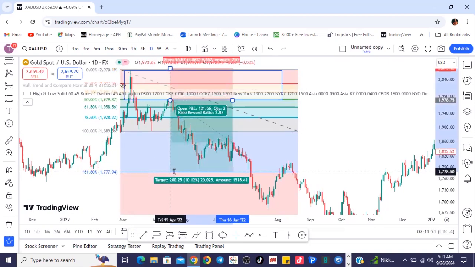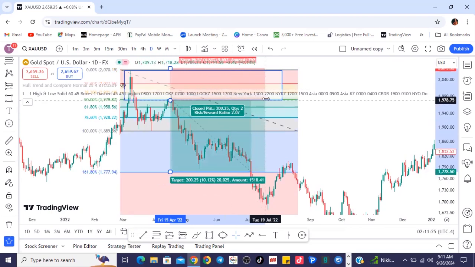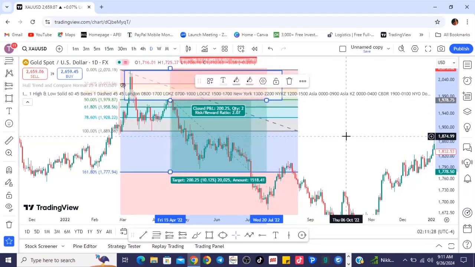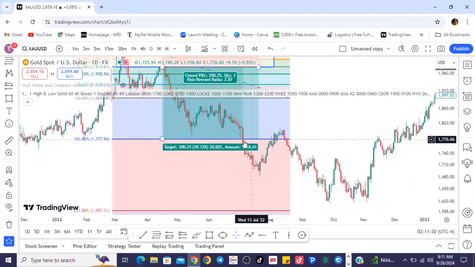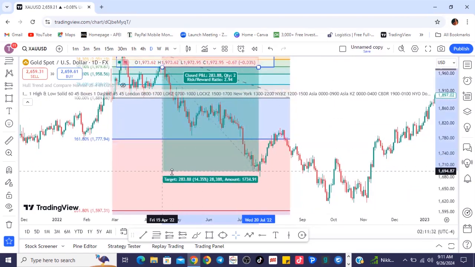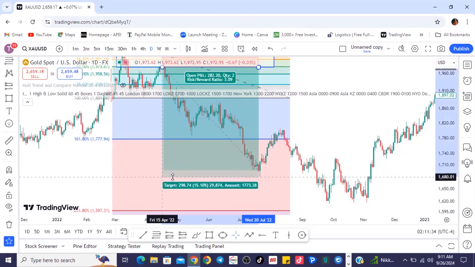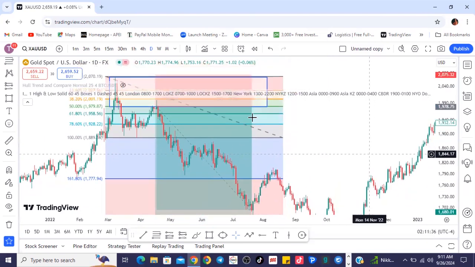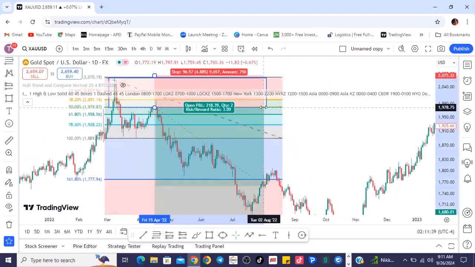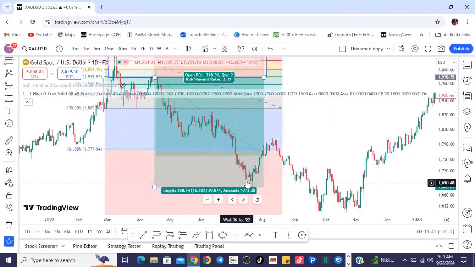even the 161%. So remember, this is a risk to reward ratio of 1:2. So always shoot for a risk to reward ratio of 1:2 or even more. But you can see this trade actually gave us about 1:3, right? It gave us a risk to reward ratio of 1:3. So a very nice setup, right?